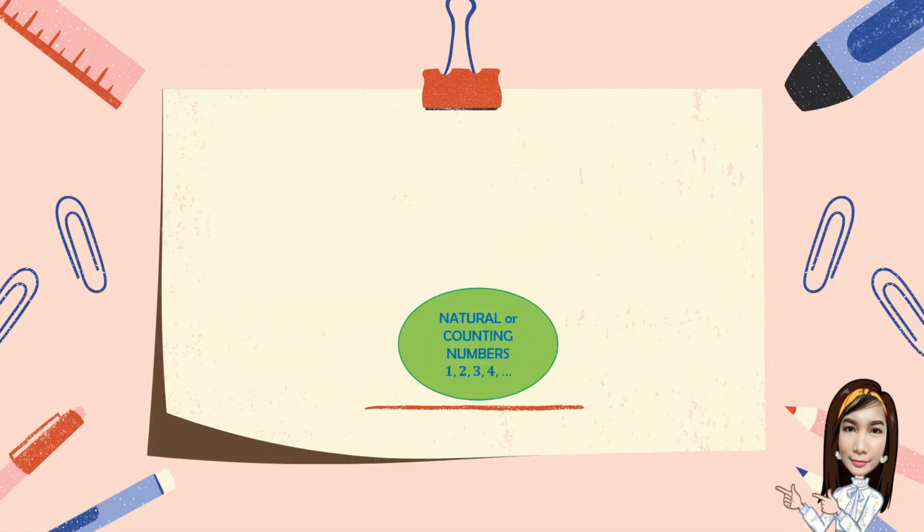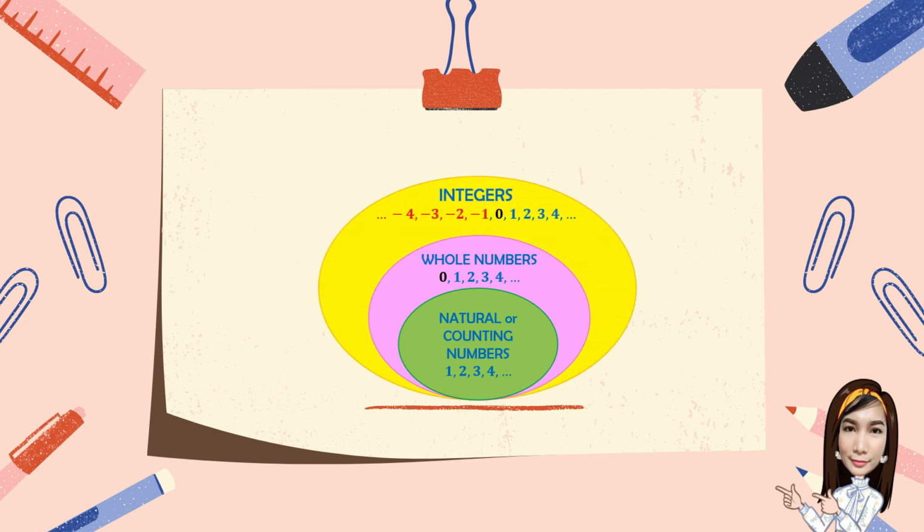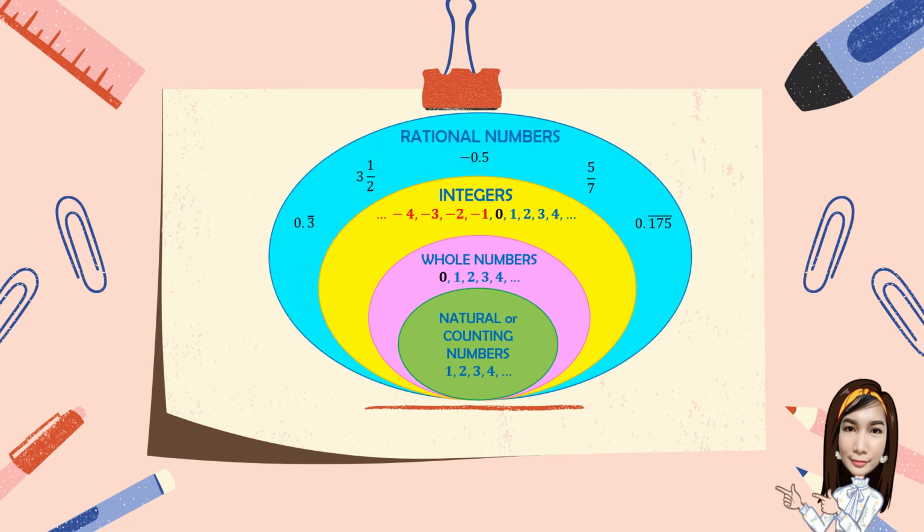Now to sum it up, the given 1, 2, 3, 4, so on and so forth are what we call the natural or counting numbers. And given 0, 1, 2, 3, 4, so on and so forth are what we call the whole numbers. And next given is the negative integers, 0, and the positive integers. And those are what we call the integers.